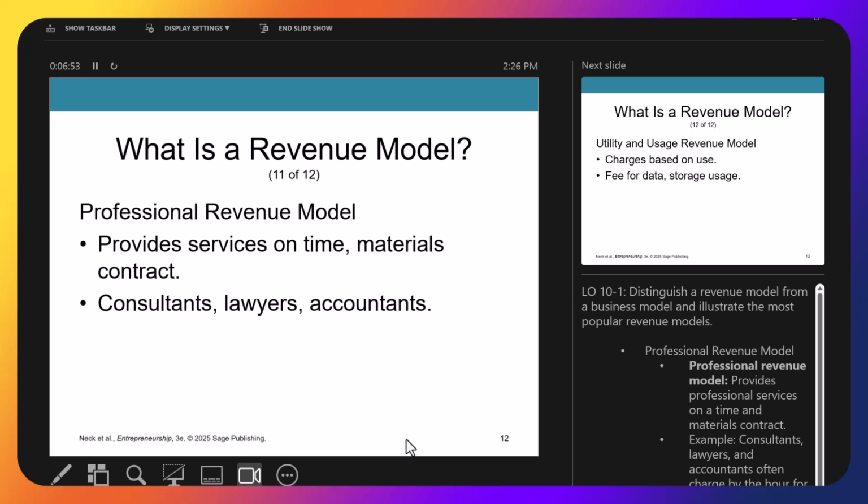Professional revenue model, providing services on time, materials, and contracts, i.e. consultants, lawyers, attorneys, people who provide specialized services, regardless of what they may be. They provide a service. You, in turn, provide them with money. They trade their service for money.